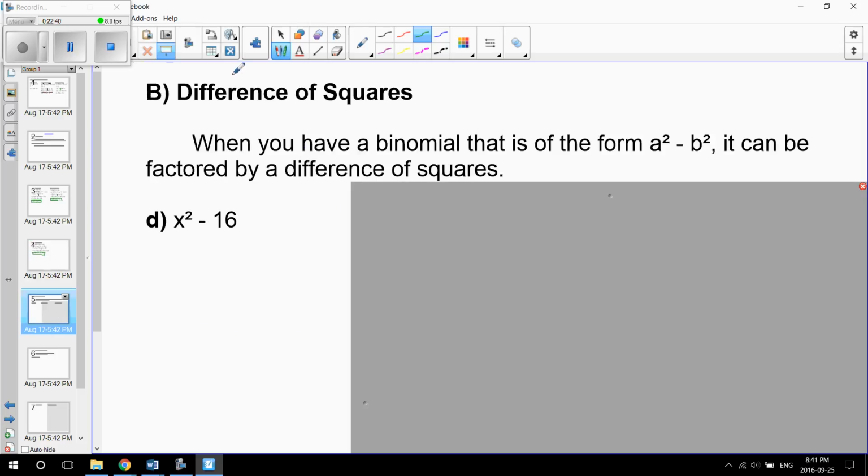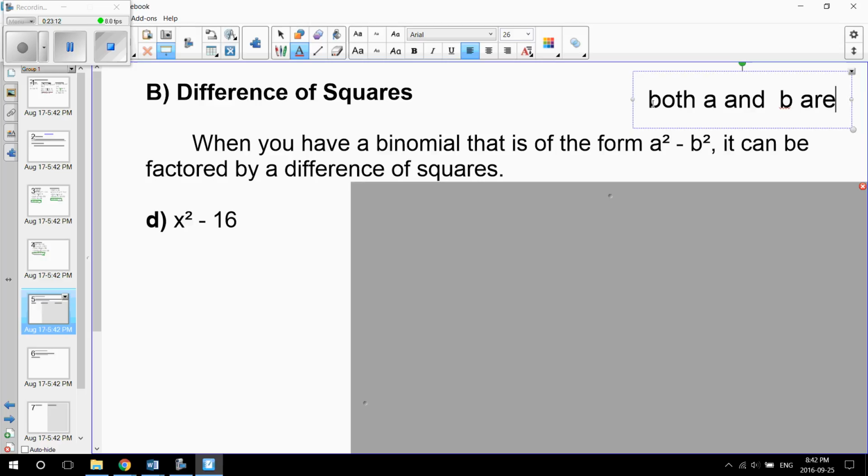The next type of factoring that we're going to look at is one of our special cases, and it's the difference of squares special case. This is when you have a binomial in the form of something like ax squared minus bx squared, and it can be factored by a difference of squares. What that means is that both a and b are square rootable. They square root to a nice number.